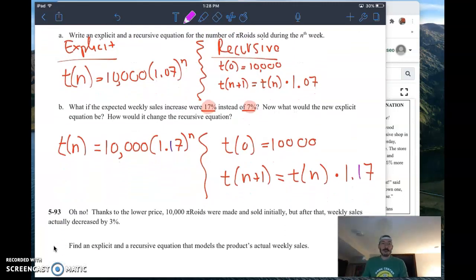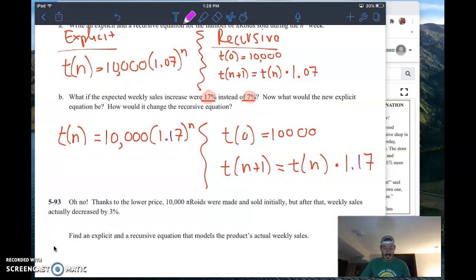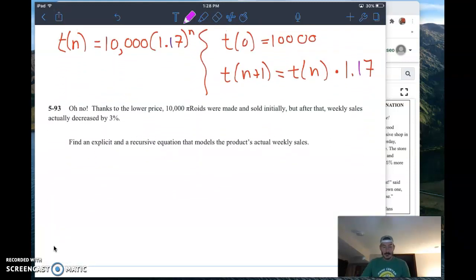Then finally, in problem number 93, it says, oh no, thanks to the new lower price, 10,000 Pyroids were made initially, but after that, weekly sales decreased by 3%. Find an explicit and recursive equation. Just like before, when we were increasing, I added. When I'm decreasing, I'm subtracting. So I'm thinking of 100% minus 3% because sales are going down. That means weekly sales are only 97% of what they were.